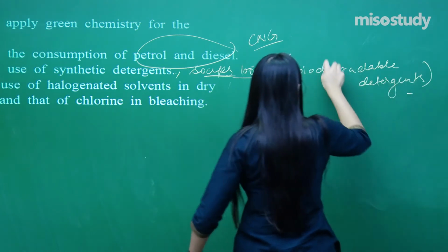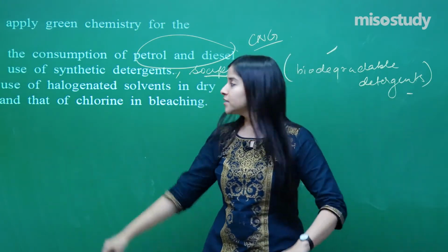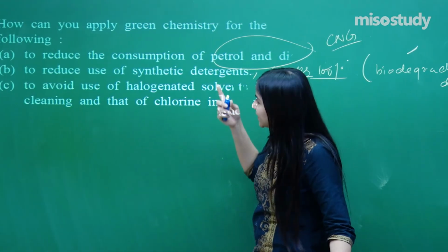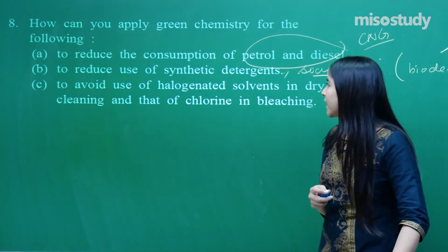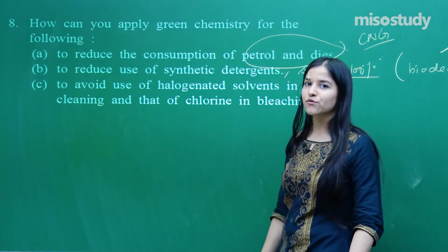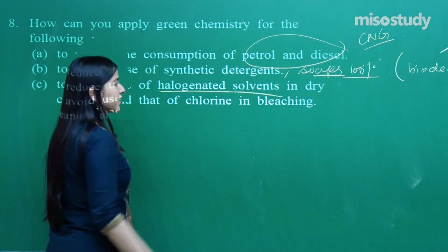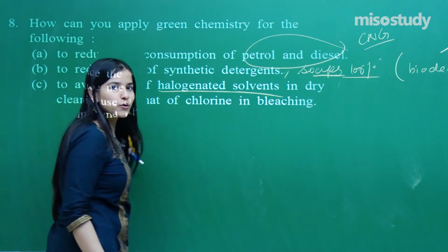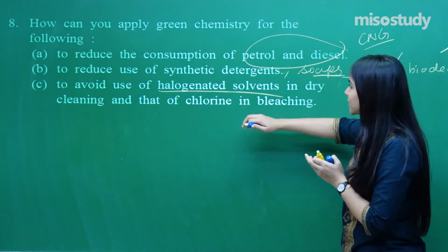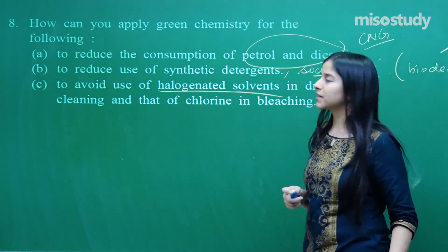Although they will also be harming the environment in some way, it is not as much as synthetic detergents do, fine. Next one, to avoid the use of halogenated solvent in dry cleaning. Remember, I have told you about the dry cleaning. What was that solvent? That was a halogenated solvent, tetrachloroethene, right? In earlier times it was used; again it's carcinogenic, it harms and pollutes the groundwater.